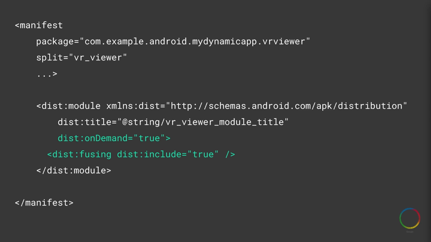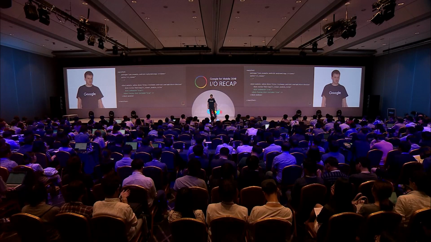Next, you declare that this module is an on-demand module by adding the on-demand attribute. It means it will only be delivered to the user's device when requested from within the app instead of at install time. On-demand modules are supported on Android Lollipop or later devices. Hence, you also add the fusing tag to instruct Play Console to include this module alongside the base module at install time when delivering to older devices or in the universal APK.